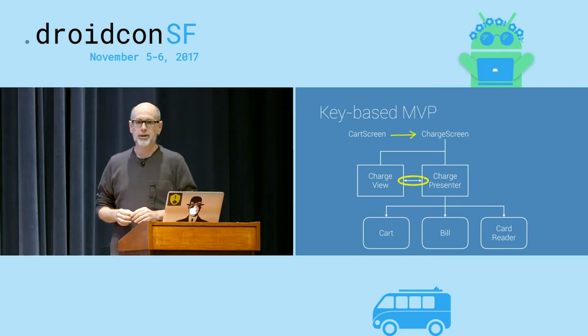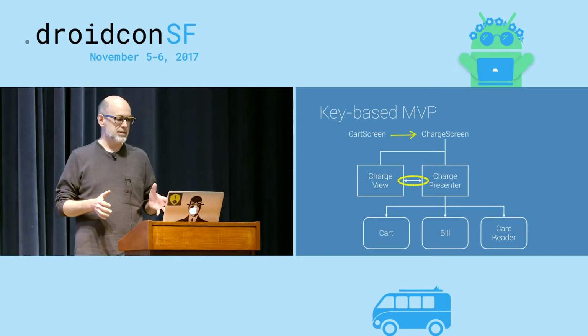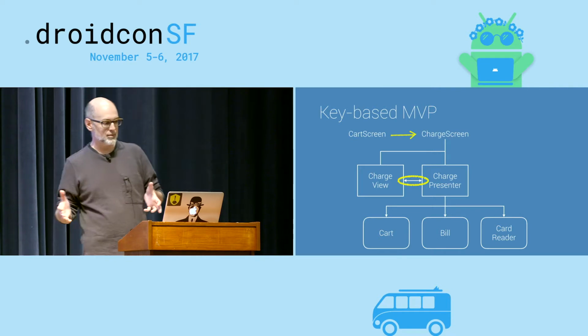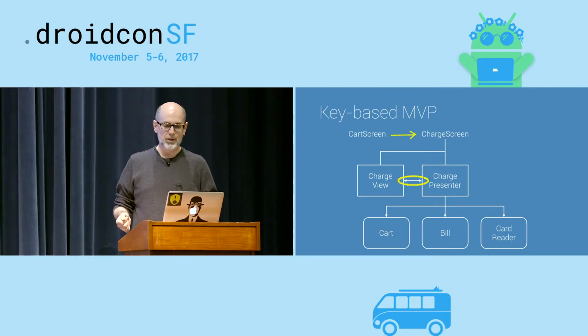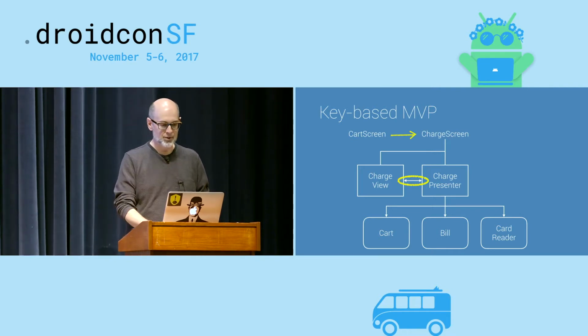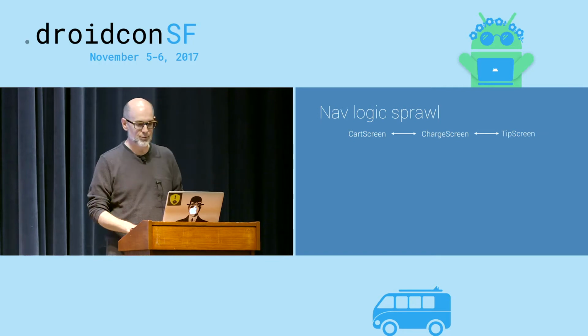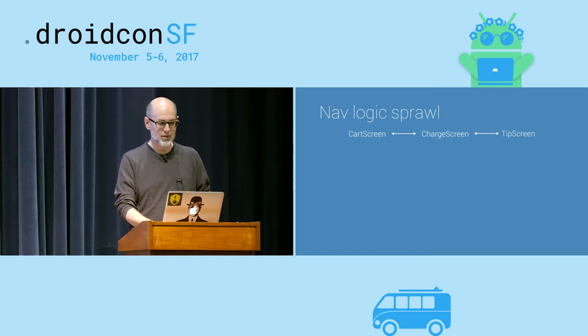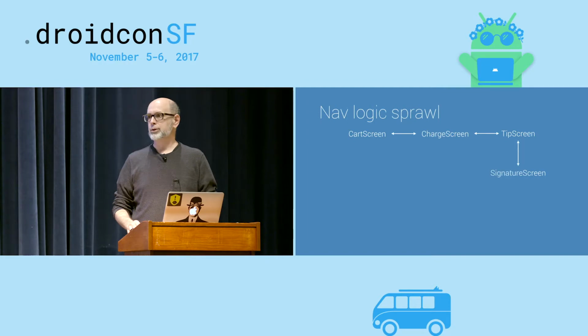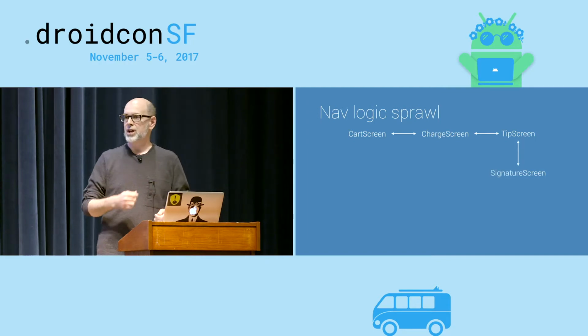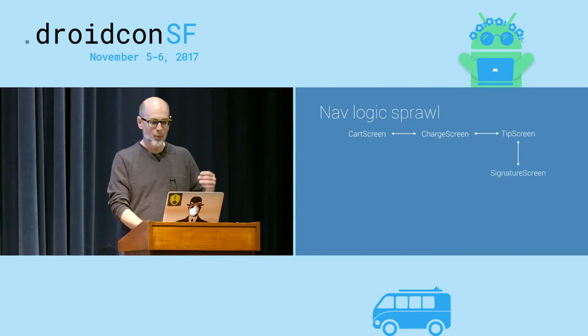A bigger problem that creeps through the code is navigation logic, tying things together in ways that you don't necessarily expect. For example, we've already got our cart screen being in charge of telling us when it's time to show our charge screen, so those two classes know about each other. And from the charge screen, we might need to navigate to the tip screen because most merchants are hoping for some generosity. From the tip screen, we're going to go to a signature screen so somebody can actually sign for this credit card payment that they've just taken.